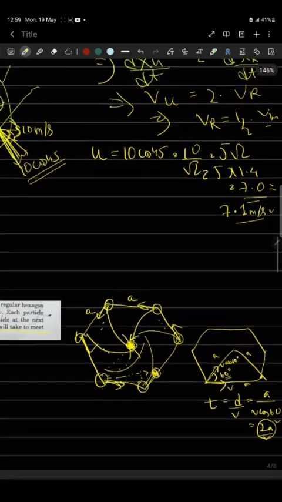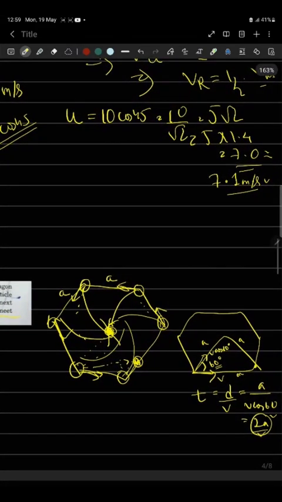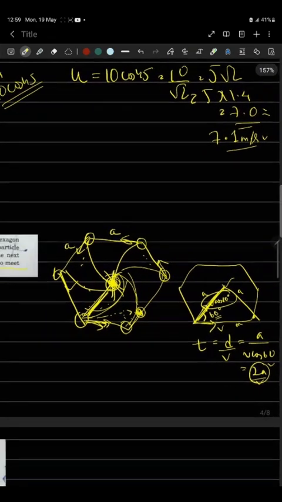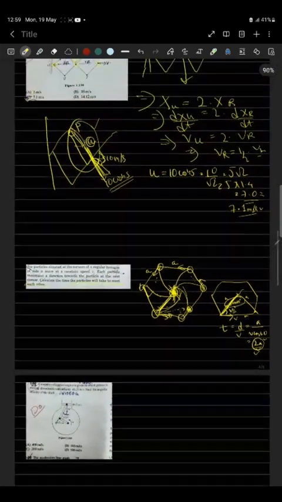Now we have used this concept because we can assume that instead of going around this spiraling motion, the particle just moves along this line and eventually merges at the center. So we have taken the component of velocity and taken the effective distance. So we have the answer: T is equal to 2A by v.